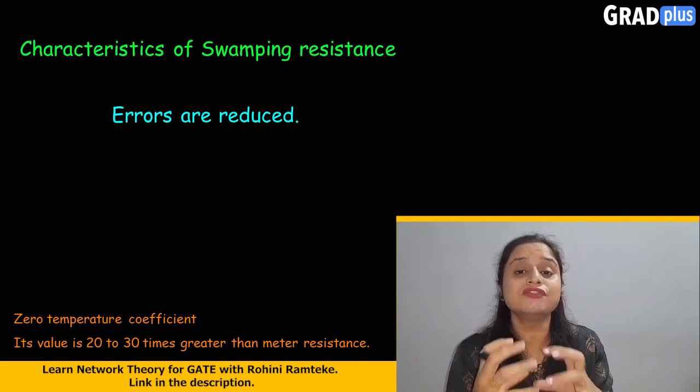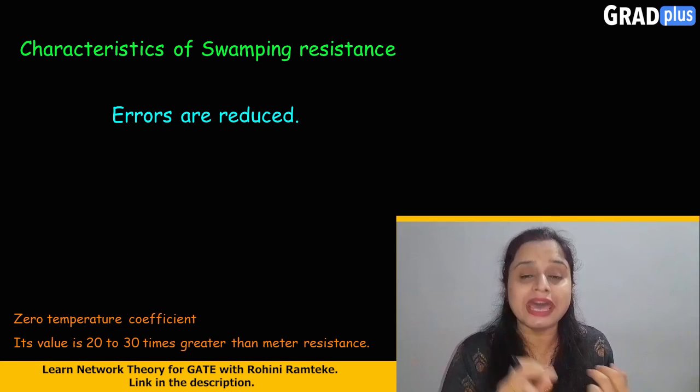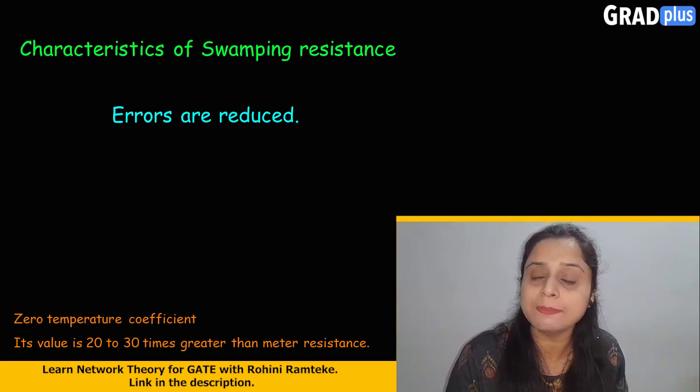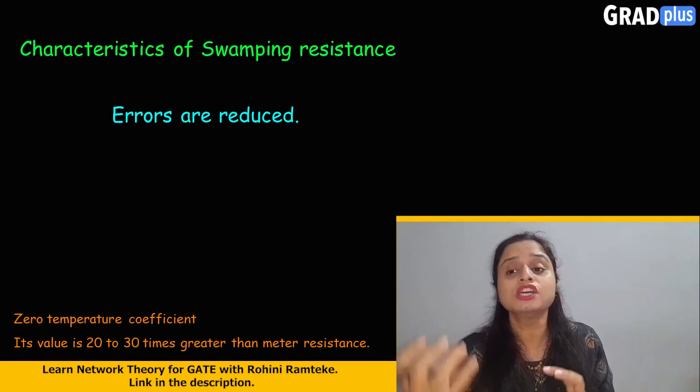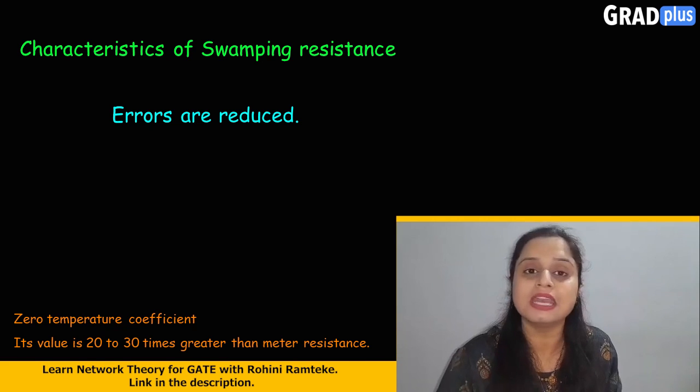So this is the function of the swamping resistors, that it will reduce the errors that are caused due to the temperature variations taking place in the complete network. So this is the use of the swamping resistance, which will reduce the errors also.